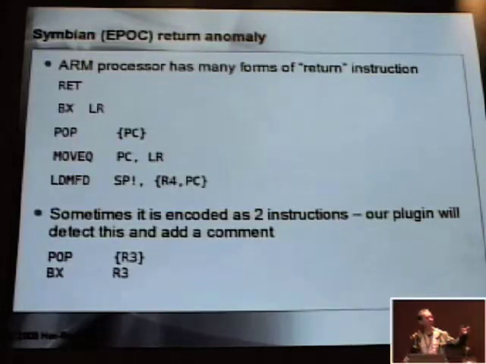It can be BXLR, which means, again, return, because the ARM processor does not store the return address on the stack. It works slightly differently. You can pop the PC, the program counter, from the stack. Sometimes they still save the program counter on the stack, and so on and so on. Sometimes the return instruction is even encoded as two separate instructions. So our plugin will detect this.